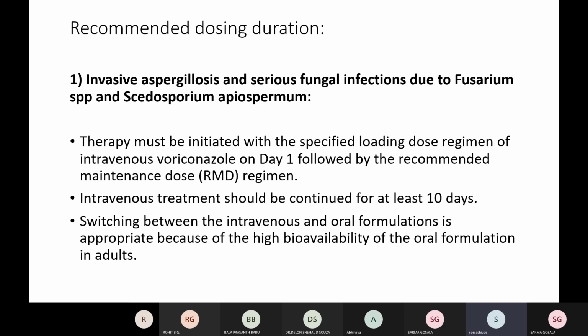Preferably for invasive infections, intravenous treatment should be continued for at least 10 days. Switching between intravenous and oral formulation is appropriate because of the high bioavailability of the oral formulation. So once the patient is clinically stable and starts taking orally, we can switch to the oral regimen.